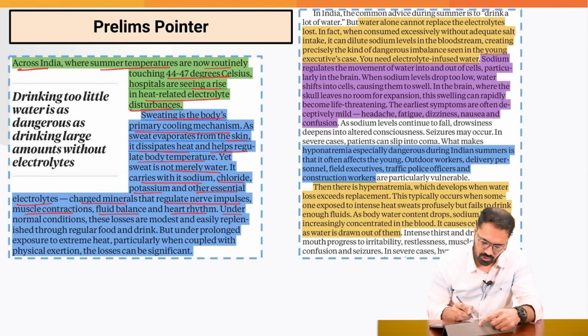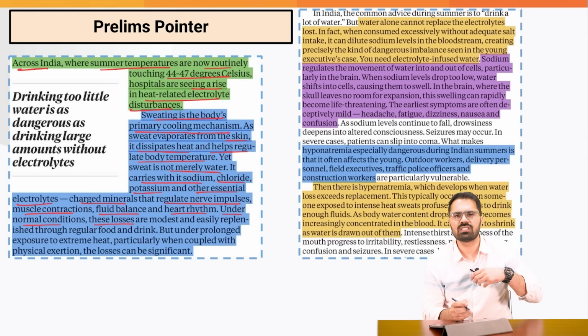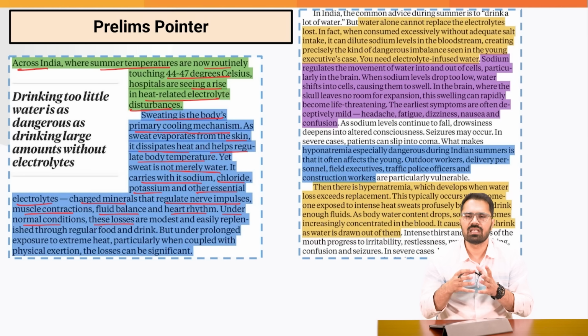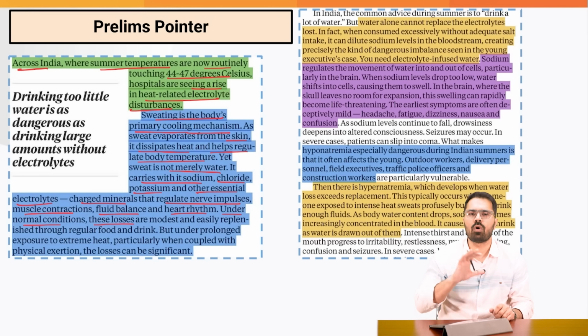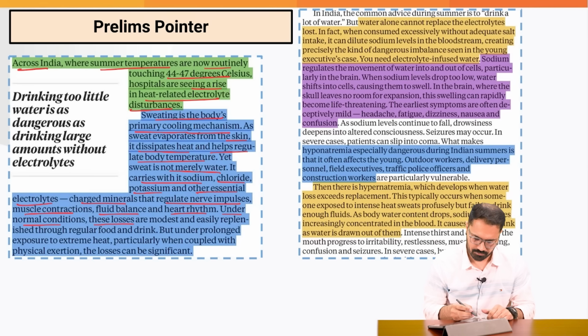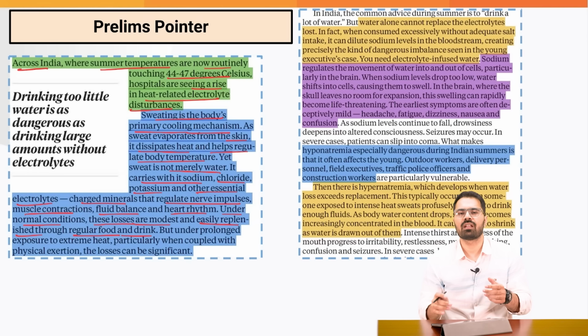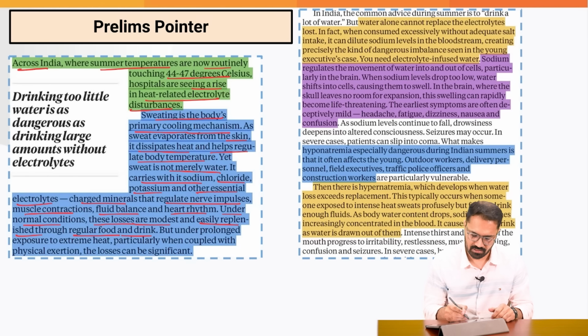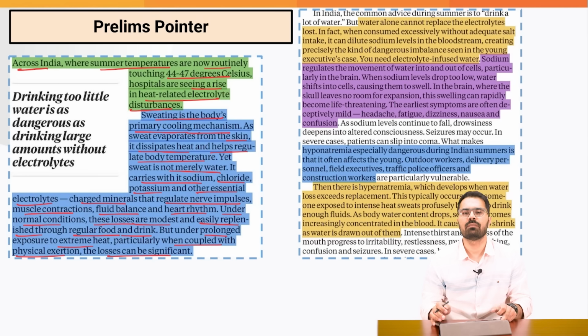Now, what happens under normal conditions? These losses along with the sweat happen, these salts evaporate along with the sweat. What happens in normal cases? We eat more fruits, we drink more water, we get more electrolytes. These losses are modest and they are easily replenished through regular food and drink. But now what is happening under prolonged sweating again and again, under prolonged exposure to extreme heat, particularly when coupled with physical exertion, the losses can be significant.